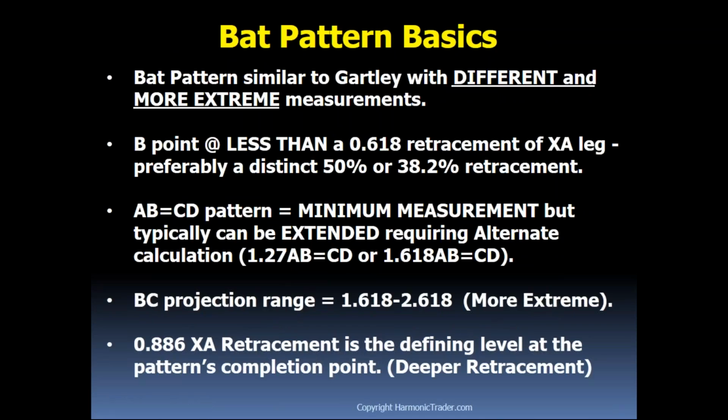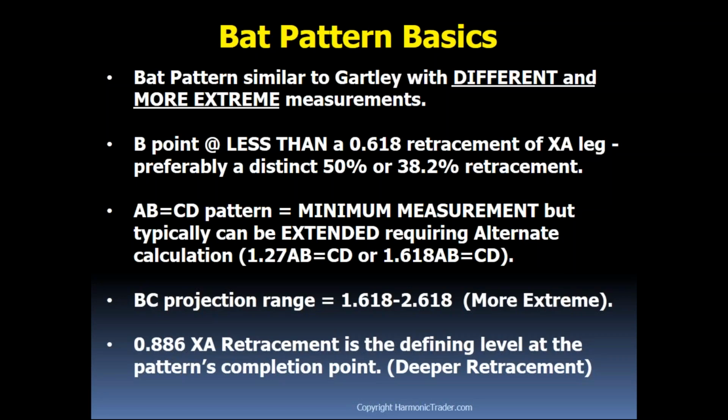Now let's look at the bat pattern, because this will exemplify and really illustrate the differences. Because the bat and the Gartley are similar, but the bat is different and has more extreme measurements. First, we look, of course, at the midpoint of B. That's typically less than a 618 retracement. Usually it's going to be a 50% or even a 38.2% retracement.